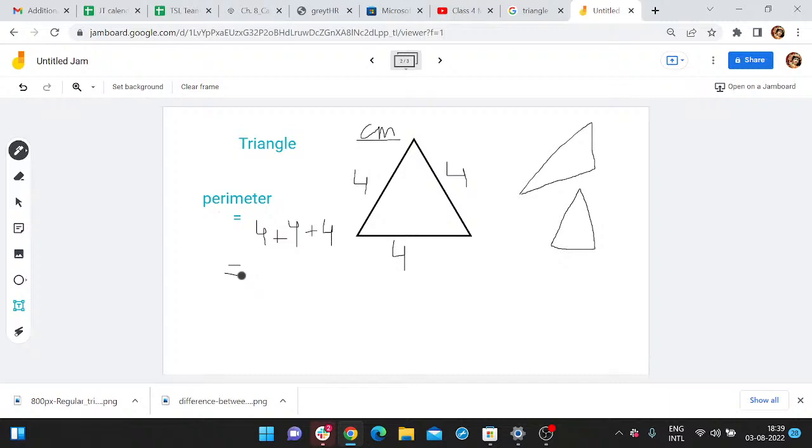So what is 4 added to 4? It is 8. Again, added to 4 is 12. That means the perimeter of the triangle is going to be 12 centimeter.